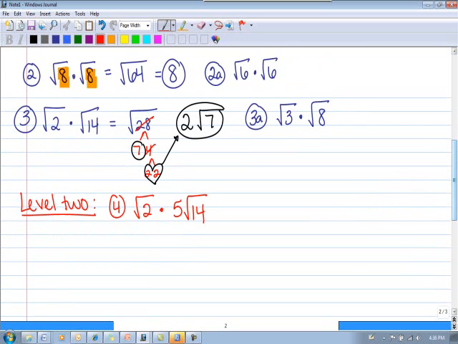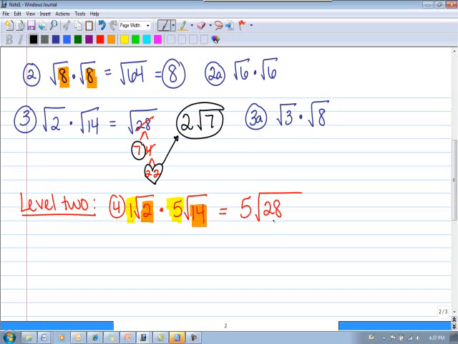Okay, if you notice, the only thing that's harder about it is that we actually have a coefficient on the second radical. So we're going to go ahead and multiply the numbers outside the radical. Invisible 1 times that 5. There should be a 1 there. Okay. 1 times 5 is 5. And inside the radical, we have 2 times 14, which is 28.